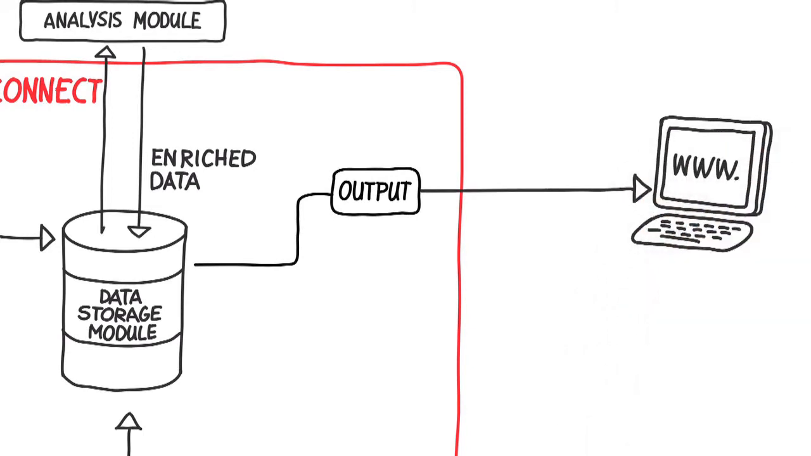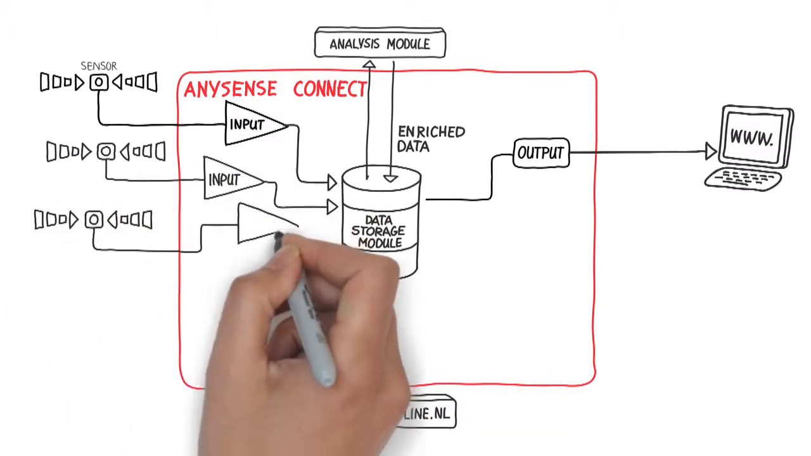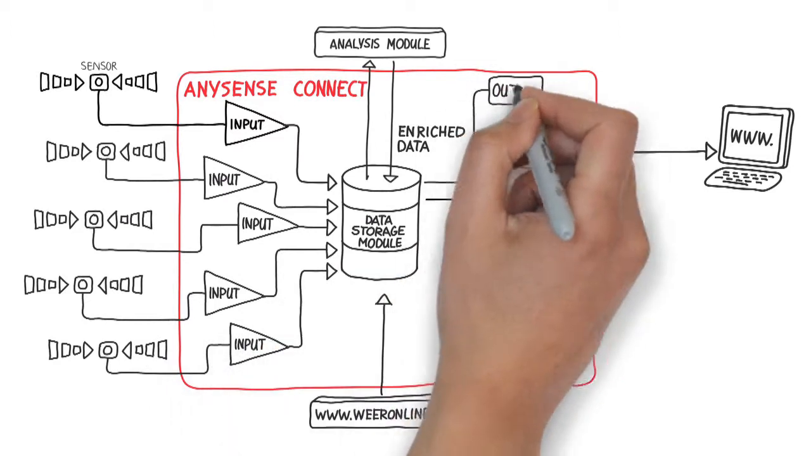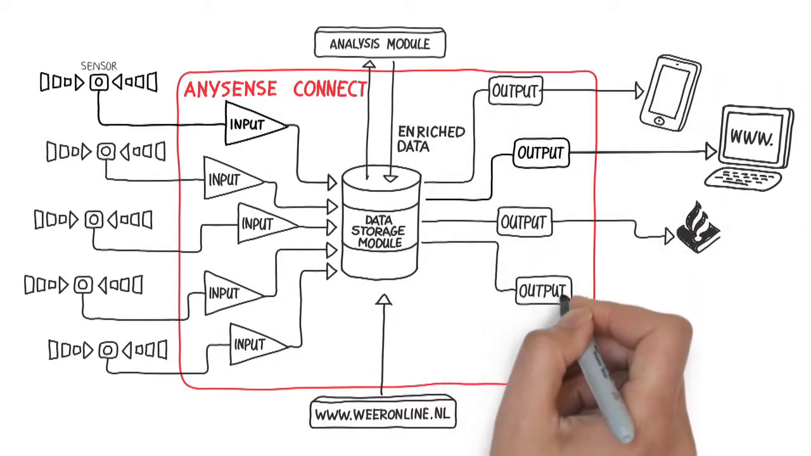Anysense Connect makes it possible to combine, analyze and make available not just one, but endless amounts of sensor networks. Once it's been measured, stakeholders can simultaneously use, process and enrich this data.